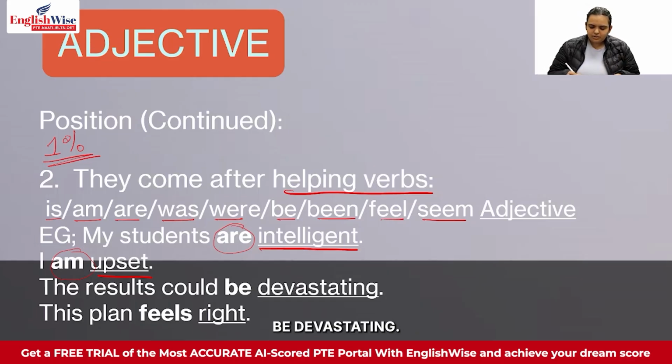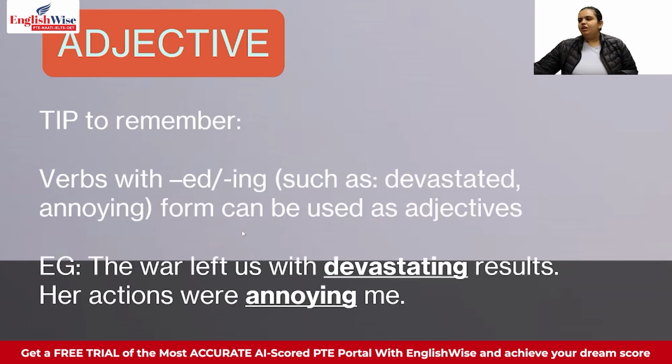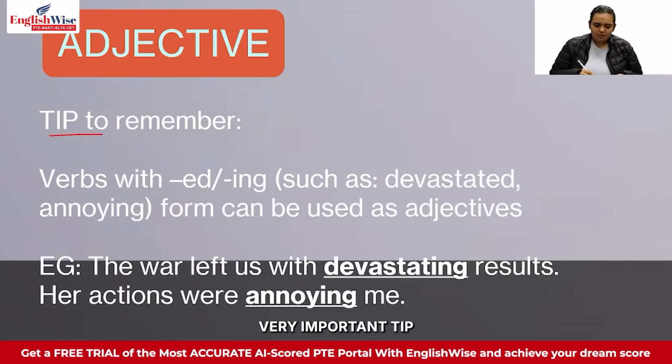The results could be devastating. Again, devastating is an adjective over here and be is a helping verb. Again, you have this plan feels right. So right is an adjective over here and feels is a helping verb. So how do you think about this plan? It feels right, like that. So this is how your adjectives can also be placed after your helping verbs. Now, this is a very important tip that I ask students to remember at all the times.